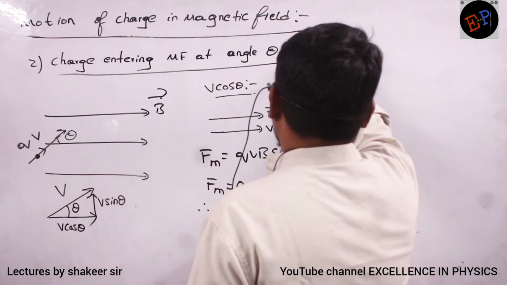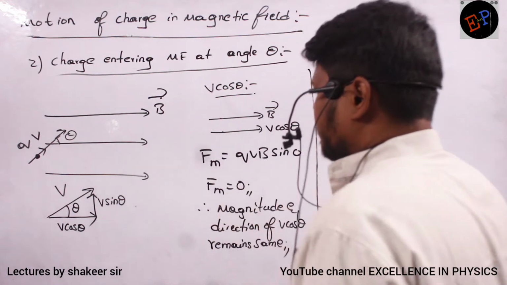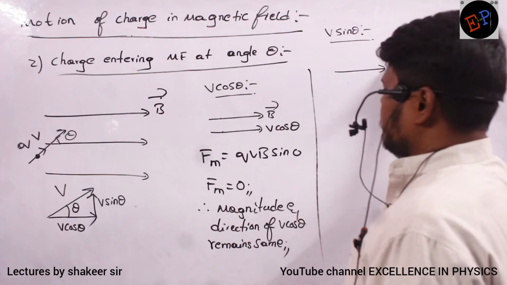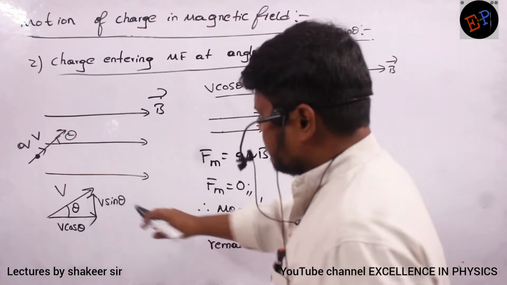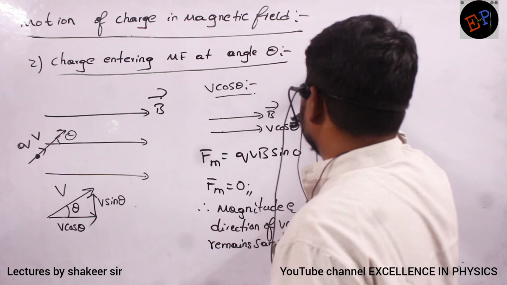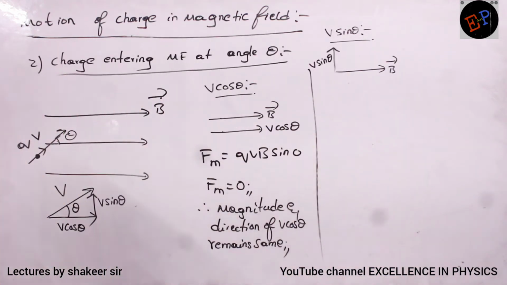Now if I study v sin theta. Okay. Magnetic field is in which direction? This is the direction of B. And v sin theta is in which direction? V sin theta is in this direction. Okay. Now can you say what happens? In which direction?